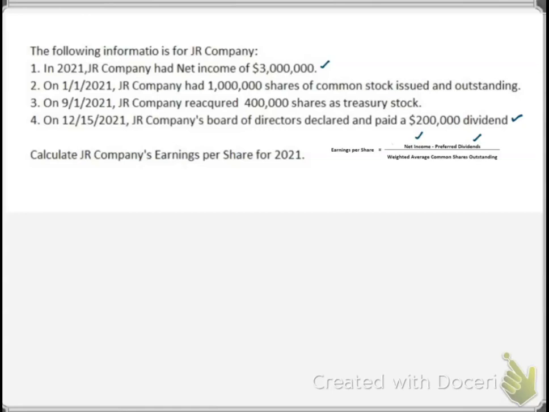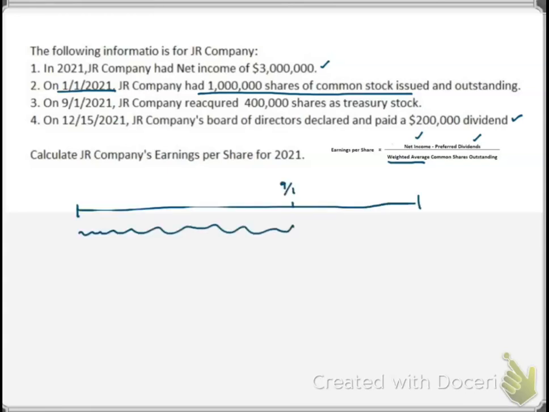But they do have multiple stock transactions, so we do need to worry about the weighted average part of the formula. So let's start by putting up a timeline. So during the year, they had 1 million shares, but only for 8 months of the year. Why only 8 months of the year? Because the third point says on 9/1/2021, the company reacquired 400,000 shares as treasury stock.